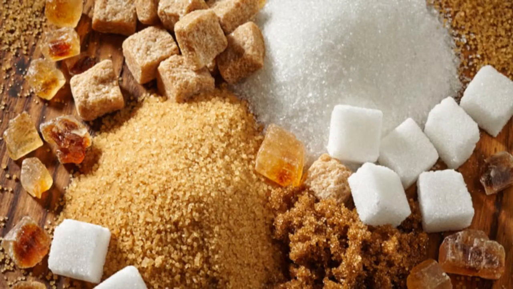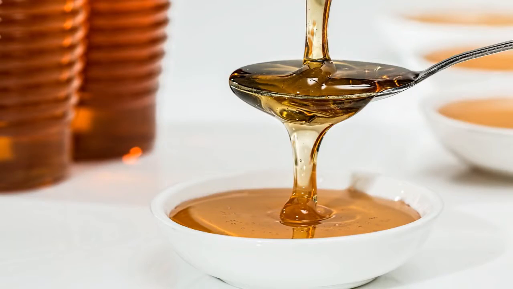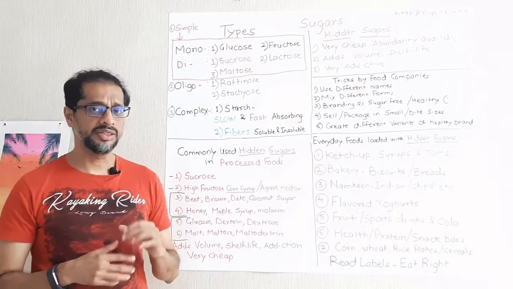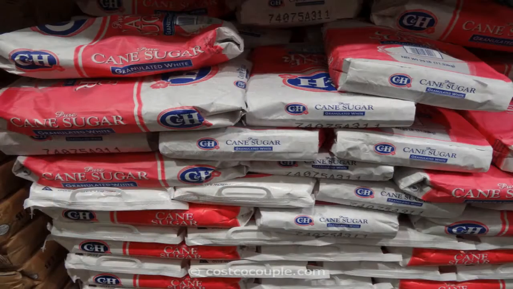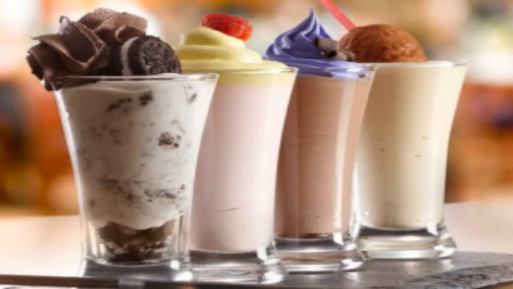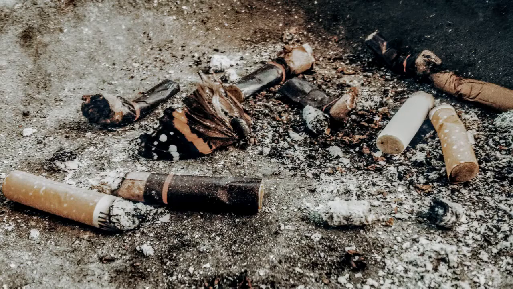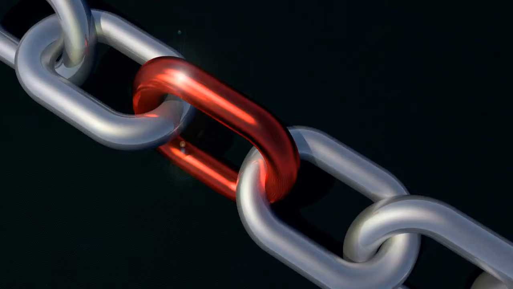Largely they use the simple forms of sugar, which is sucrose, glucose, fructose, maltose, and so on and so forth. And this is typically because it is very widely available and very cheap as such. It increases volume and shelf life of the food product. And the last and most important one is that it is very addictive, so people come back for this particular kind of food very often.